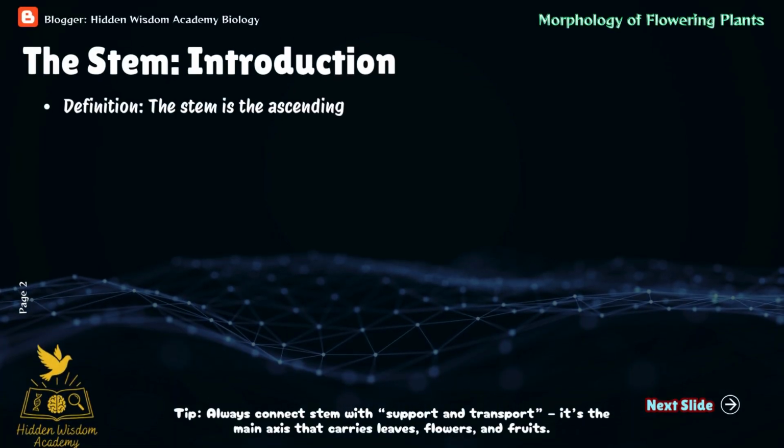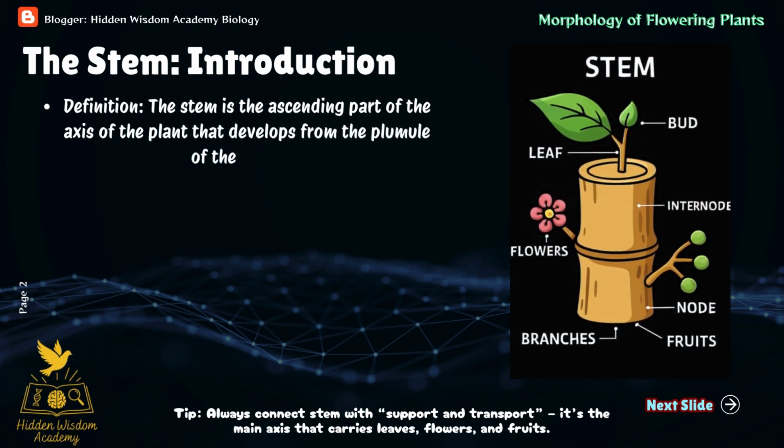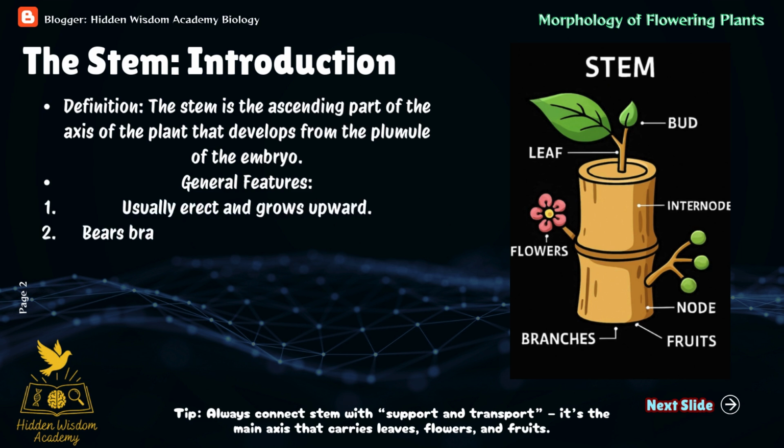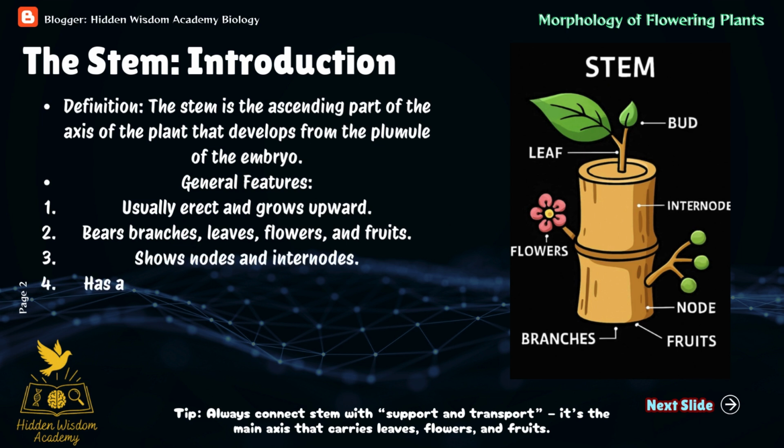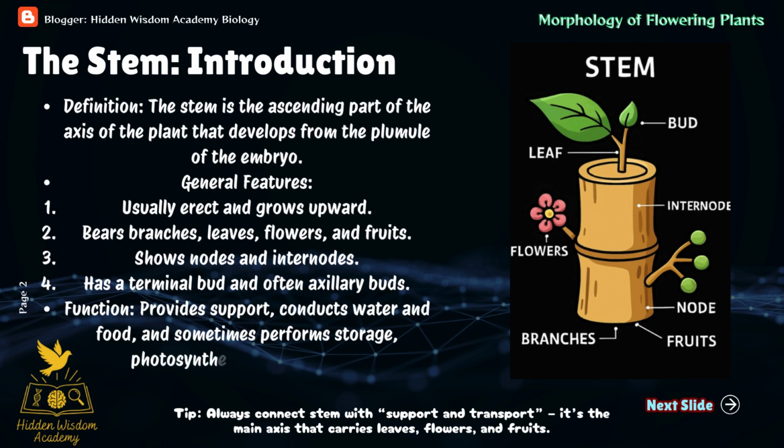Now, let's see what stem is. The stem grows upward from the plumule of the seed and usually stays erect. It bears branches, leaves, flowers, and fruits. Stems have nodes and internodes and contain terminal and axillary buds. The stem supports the plant, conducts water and food, and sometimes also helps in storage, photosynthesis, or protection.